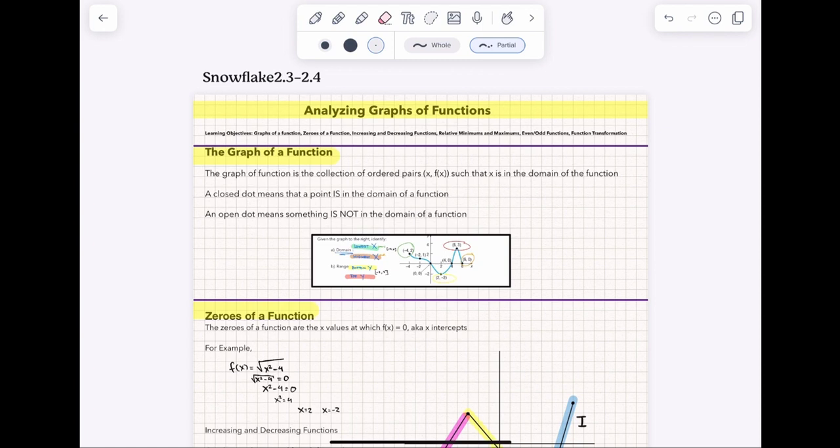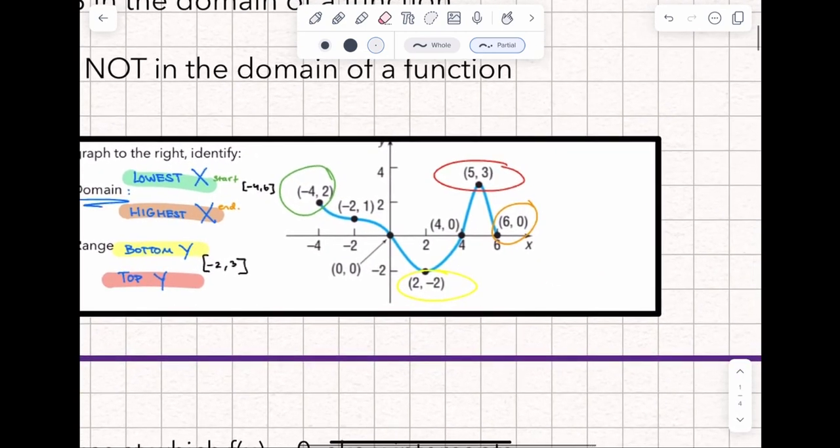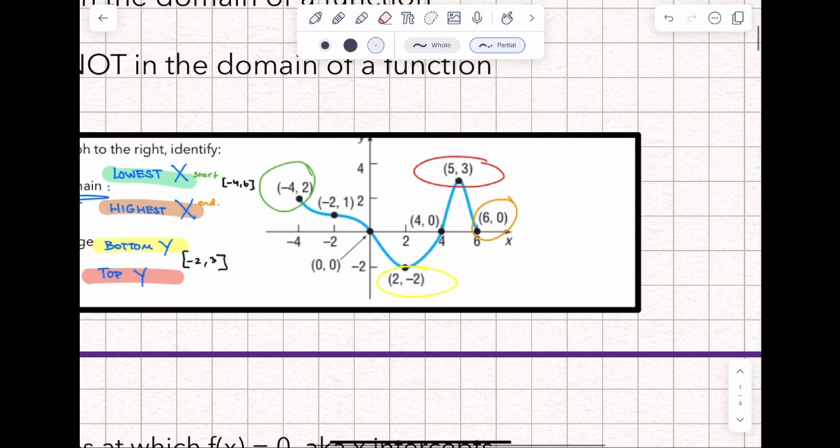Let's take a look at this graph. Find the domain and range. We can see the domain starts with the lowest x value at -4 and ends with the highest x value at 6. We can see the range starts with the lowest y value at -2 and ends with the highest y value of 3. The closed dot indicates where x is a value in the domain, and open dots indicate where an x value is not in the domain.